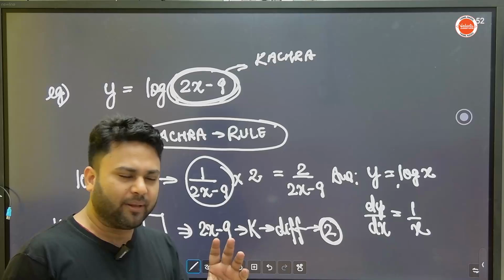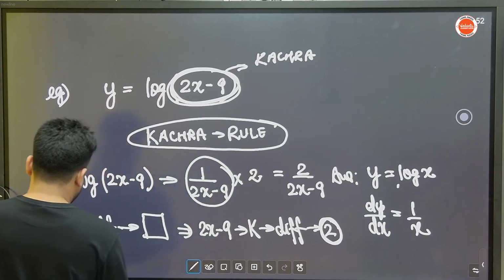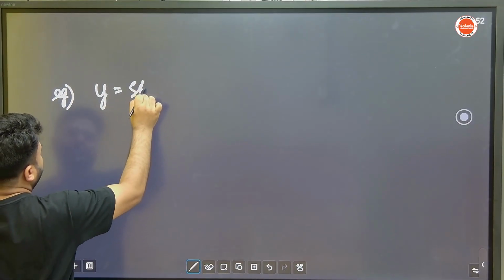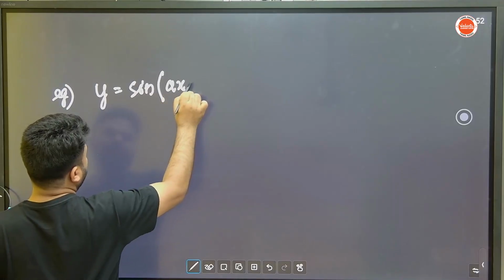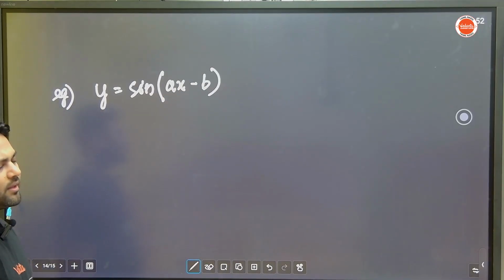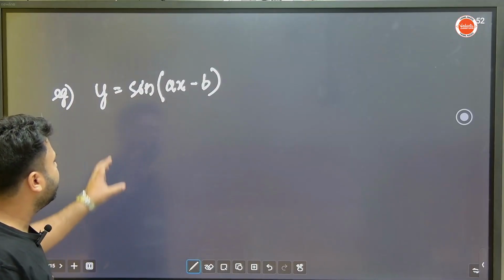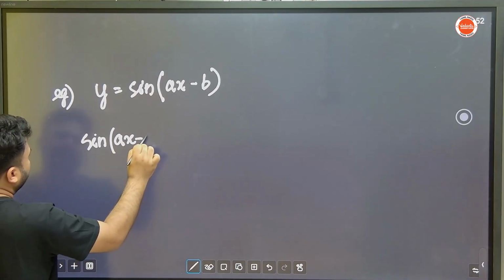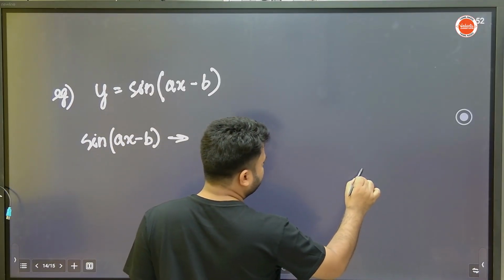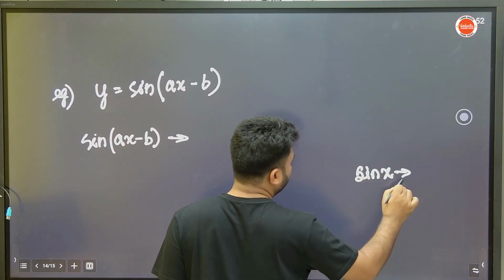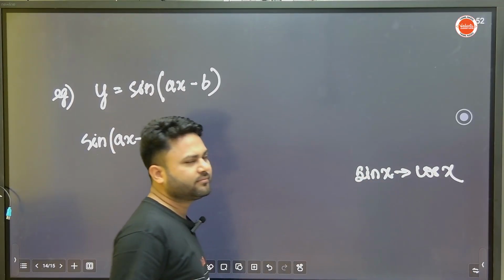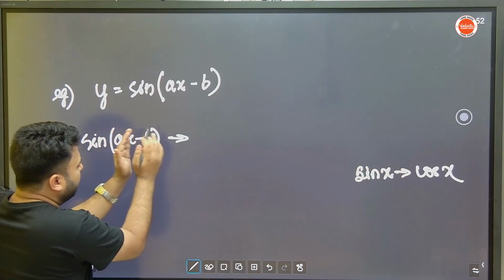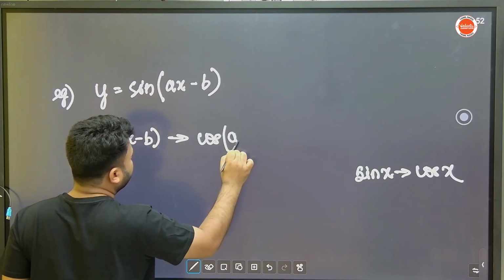Okay. One more example I will take. Don't worry. For example, y equals to sine of ax minus b. You have to find dy by dx, differentiate. Now we know that sine of x differentiation is cos of x. This is our formula. So sine of something differentiation is cos of something. So it will be cos of ax minus b.